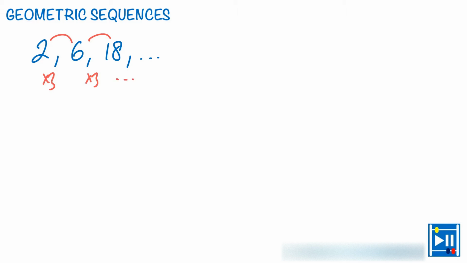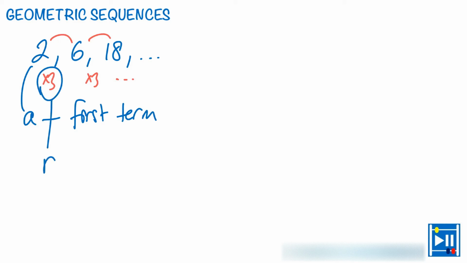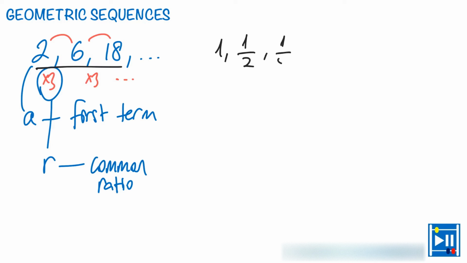So like the arithmetic sequences, this is the first term, right? But now instead of the common difference, we have the common ratio, which we denote with r. A geometric sequence can be increasing, like this one, or decreasing, like 1, 1 over 2, 1 over 4, 1 over 8, and so on. You can notice that the common ratio here is 1 over 2, which you multiply to get the next term, right?